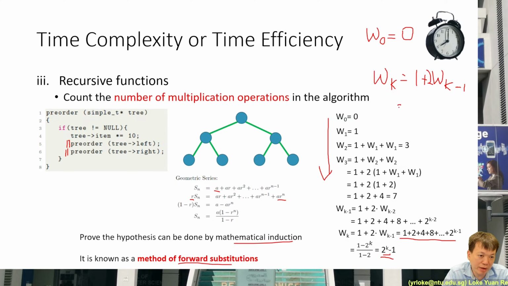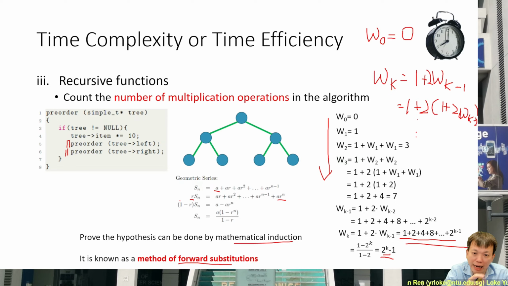You also can use the backward substitution to find out this particular one is 2 times. This w_k minus 1 is 1 plus 2 w_k minus 2, and so on and so forth. Eventually you also find it is a geometric series. Then it's 2 to the power k minus 1. Okay, so that is the time complexity.